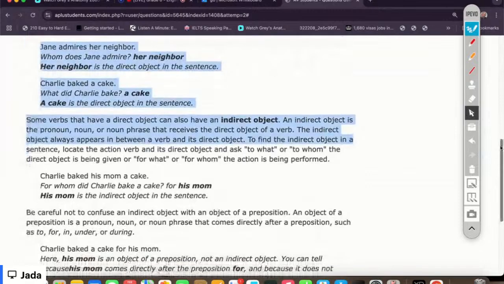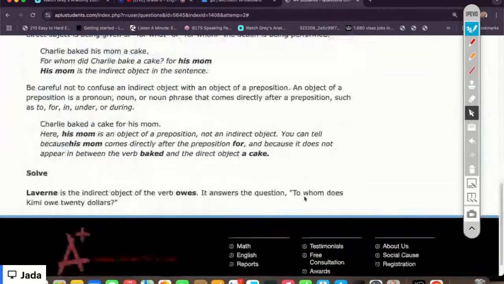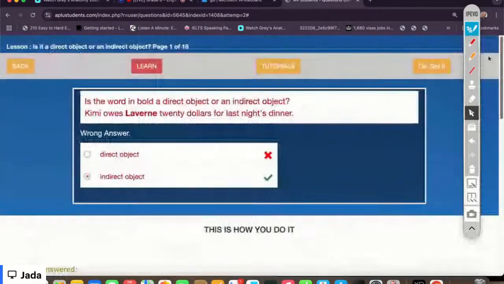Alright, so it says that this is the indirect object because it has the verb owe, and then to whom does Kimi owe $20? Alright, so it's the indirect object of the verb owe. So it's asking to whom. And remember that we have the indirect object in between the verb and the direct object. Okay.